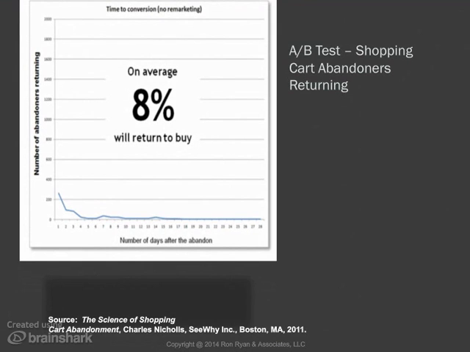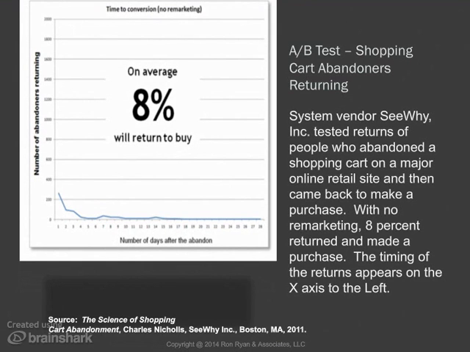System vendor CY Inc., that's SEEWHY Inc., tested returns of people who abandoned a shopping cart on a major online retail site and then came back to make a purchase. With no remarketing, only 8% returned and made a purchase. The timing of those returns appears on the x-axis of the graphic to the left.